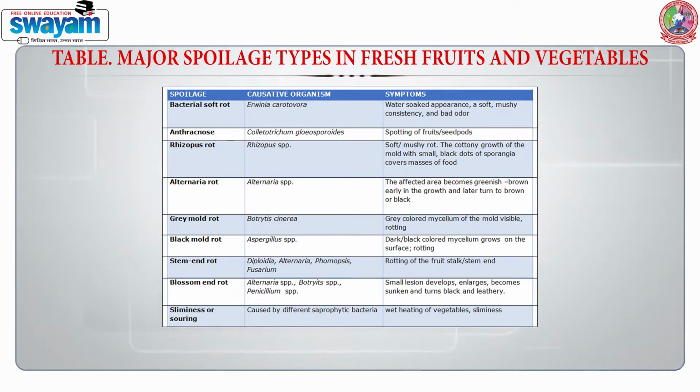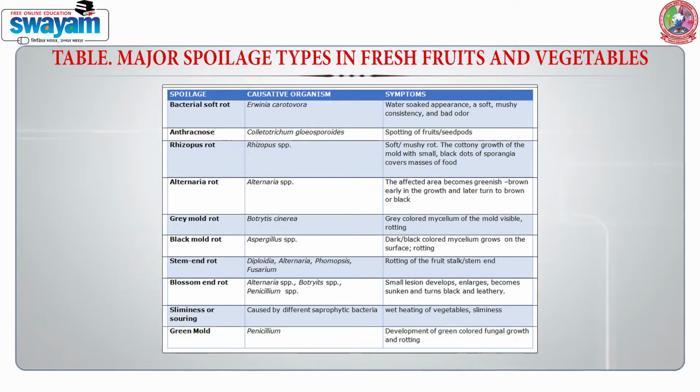Another type of spoilage is sliminess or souring, which is caused by a wide variety of saprophytic bacteria, and the symptoms are wetting of the vegetable and a slimy appearance. Green mold, which is caused by Penicillium, also develops green colored fungal growth and rotting of the fruits and vegetables.